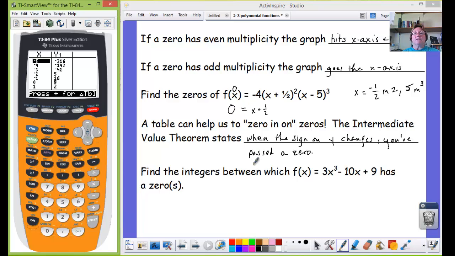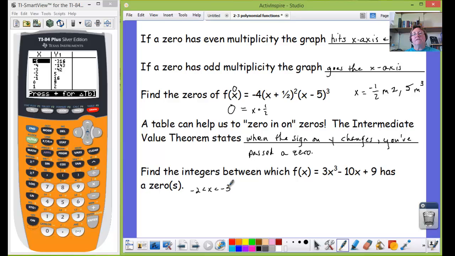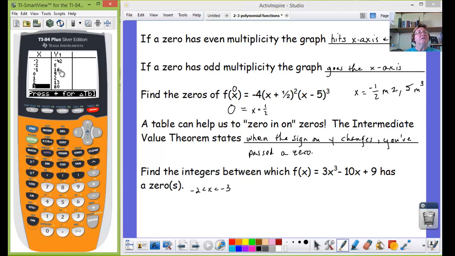What we're doing is trying to find the integers between which this function has a zero. The intermediate value theorem says when the sign on y changes from negative to positive, you've found a zero. So one of them will happen between negative 3 and negative 2. Somewhere between negative 2 and negative 3 is a zero. See here, the function grows and then it gets small, but it never gets under 0. So we've found the only pair of integers that surround a root when we found negative 2 and negative 3. You can verify that by looking at the graph. And there is a graph of this picture.